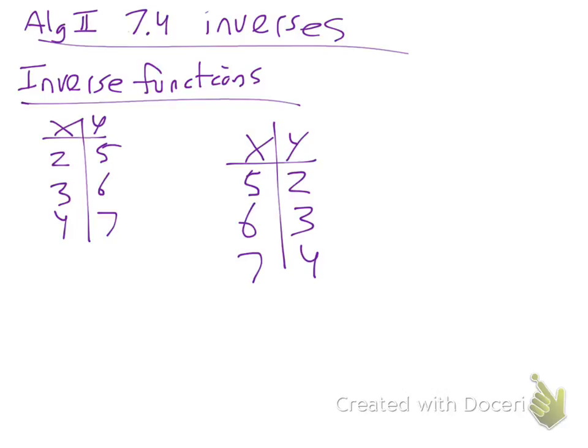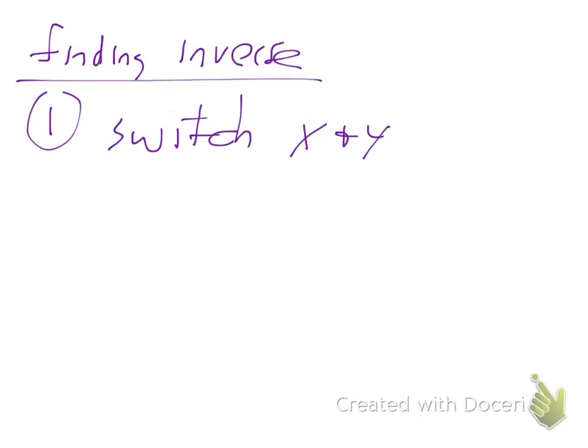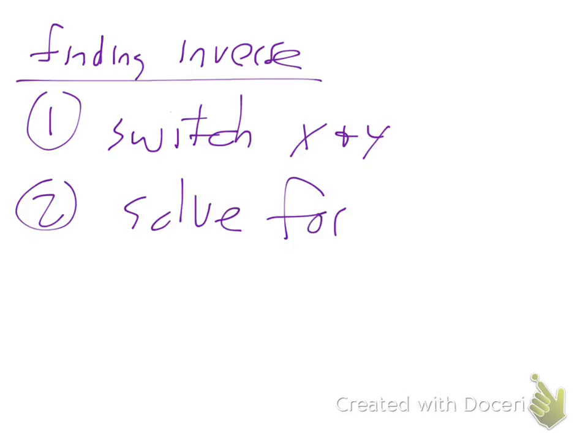That's number one. Okay? The second thing that it wants you to do is to actually create or find the inverse to an equation. There are 2 steps for finding an inverse. Number 1, switch x and y. Number 2, solve for y. Boom. That's the only thing you need to do. You switch x and y, solve for y, and you're done.